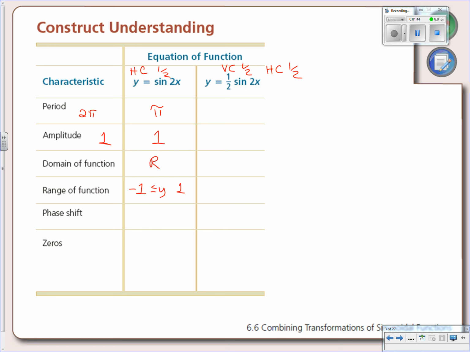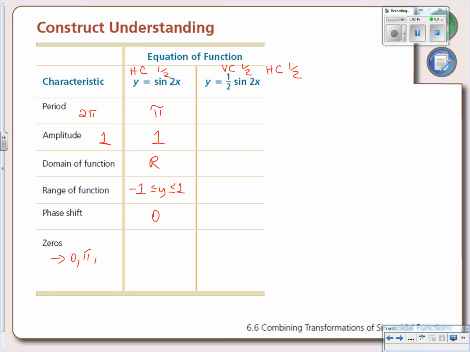The phase shift is 0. We are not shifting a sine graph if we're compressing it by 1/2. And the zeros. Well, where are the zeros typically for the sine graph? Think of your unit circle. These zeros occur at, where's y 0? Y is 0 at 0, pi, 2 pi, etc.